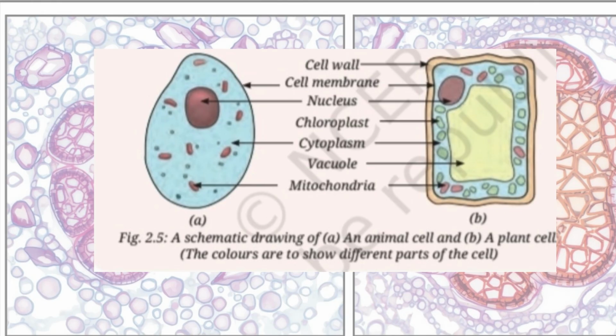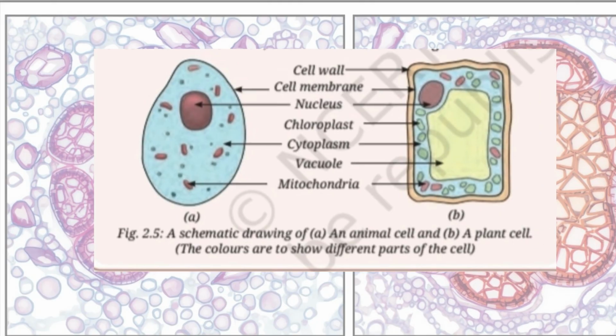Variation in shape and structure. Not all cells look alike. Their shape and size depend on their function. Muscle cells are spindle shaped, helping in contraction and movement. Nerve cells are long and branched, carrying messages quickly across the body. This shows how the structure of a cell is closely related to the function it performs.